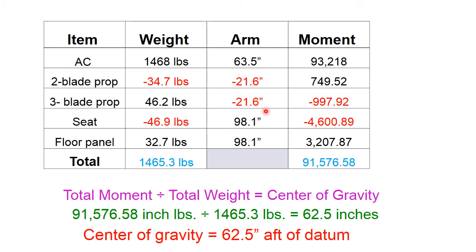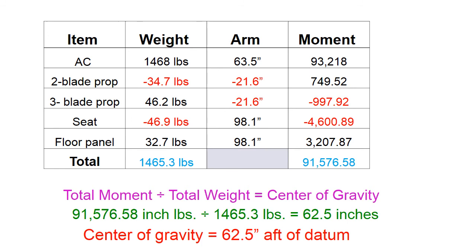Remember again, if I'm removing an item, such as our two-blade prop or our seat, the weight will be a negative number. And also remember, if my arm is forward of the datum, that is going to be a negative distance. Once I have my weight and arm for each item listed, I will calculate again an individual moment for each item. And remember, if I have a positive weight and a negative arm, I'm going to end up with a negative moment, or if I have a negative weight and a positive arm, I'm going to end up with a negative moment.